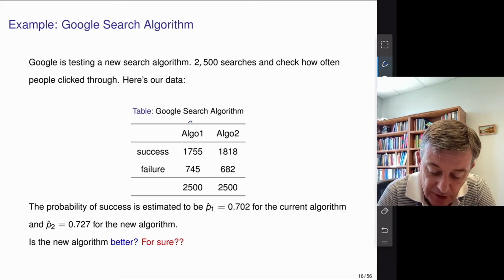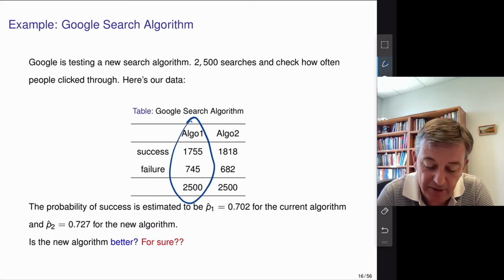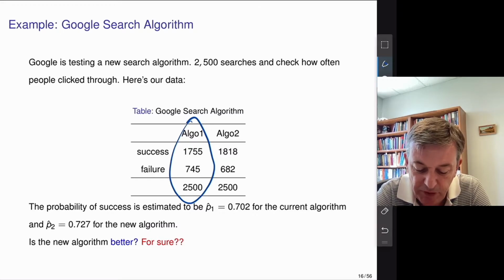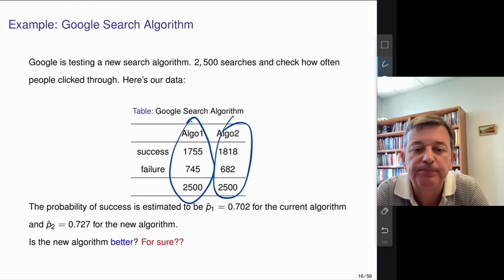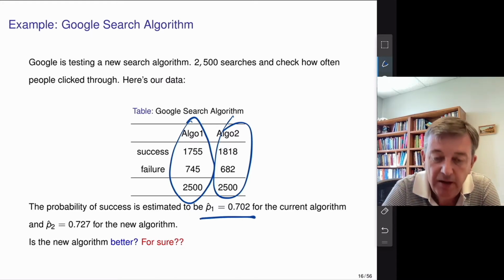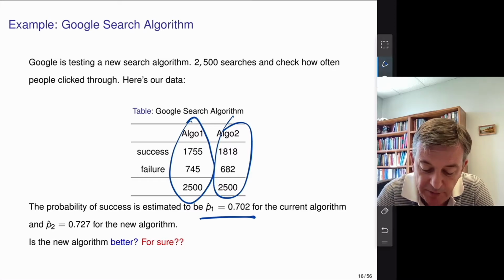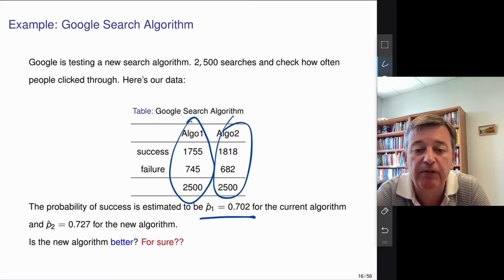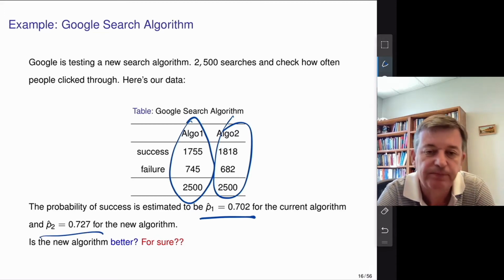So suppose I take a sample of 2,500 for algorithm 1, 1,755 successes, 745 failures, as opposed to algorithm 2. And maybe algorithm 1 is the status quo, and I'm thinking, should I switch to algorithm 2? So I just immediately do my p hat. I go 1755 over 2,500, which gives me my p hat for algorithm 1. I do my p hat for algorithm 2.